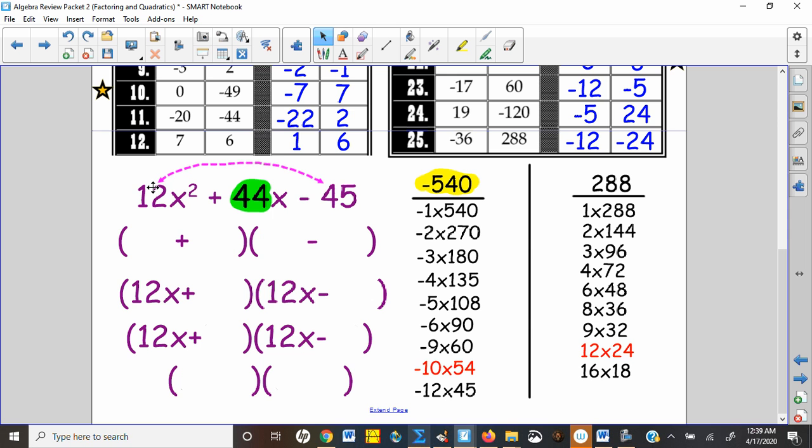You take the first term, the A, and multiply it by the last term, the C, and that creates something called the magic number, right? 12 times negative 45 is negative 540. Here's where the California method is not fun.